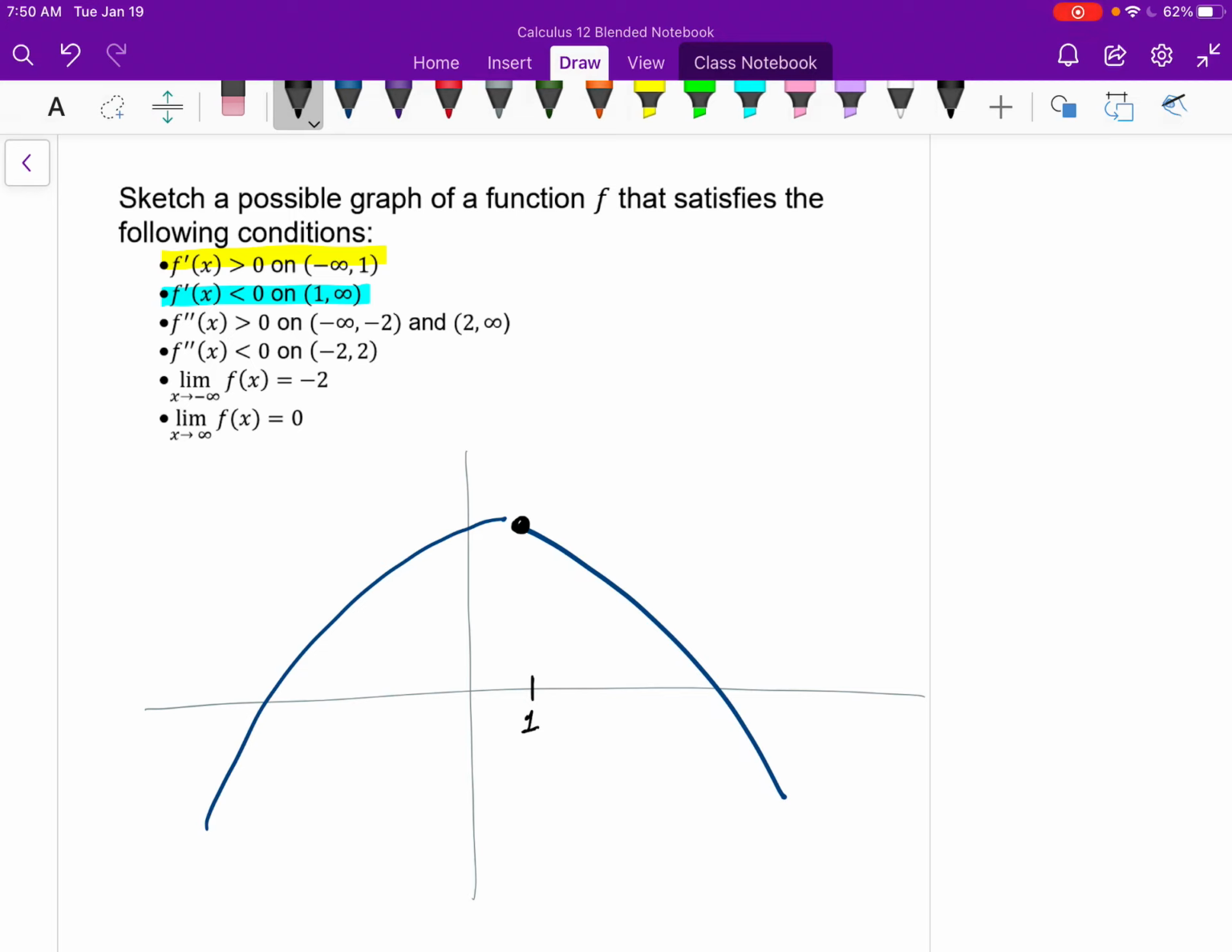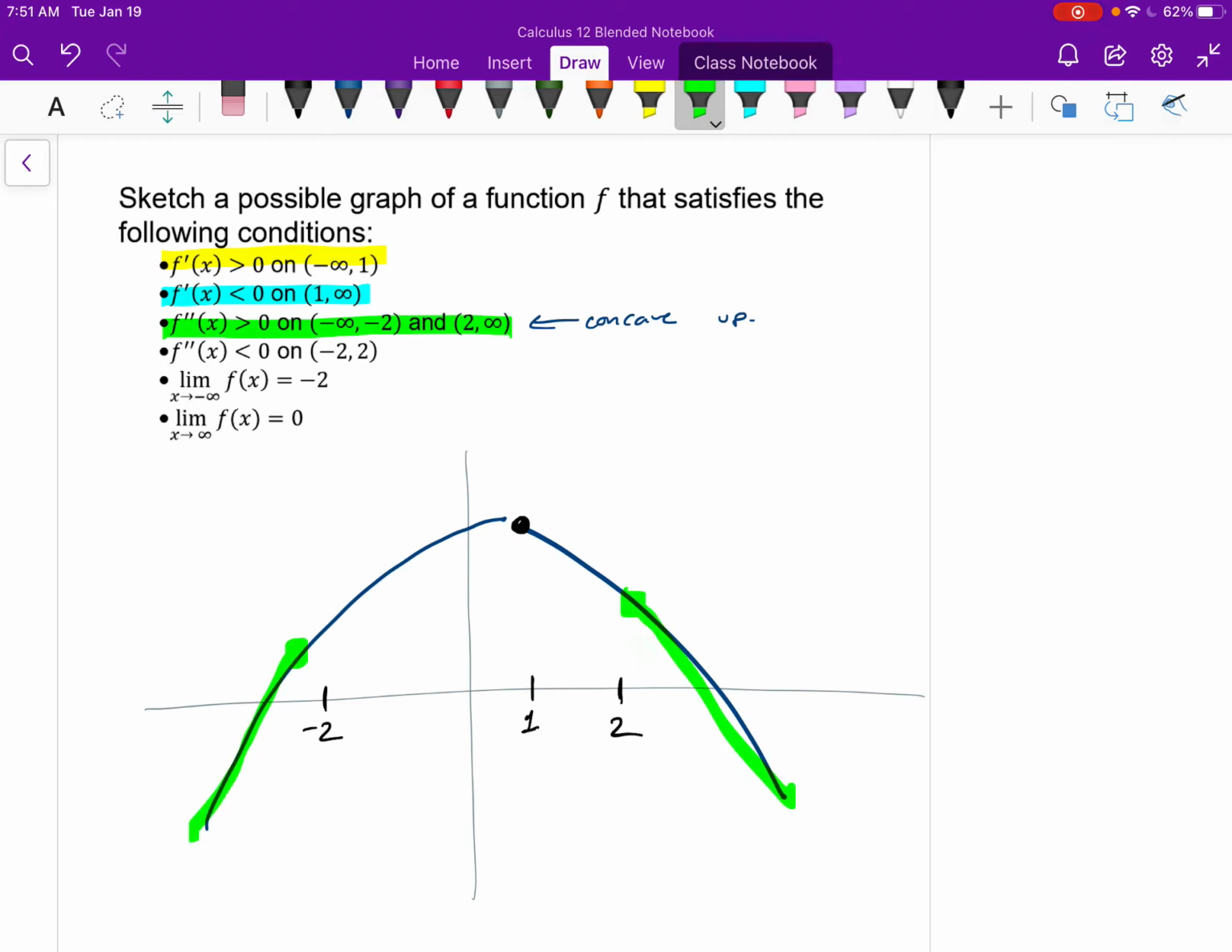OK, next. The second derivative is positive between negative infinity and negative 2, and positive 2 to infinity. Let me sketch that. Negative 2 is an important point here, and positive 2. And that region here is where this function has a second derivative that's positive, so this must be concave up. So less than negative 2 and greater than 2. That's from this region here and here. It should be concave up.